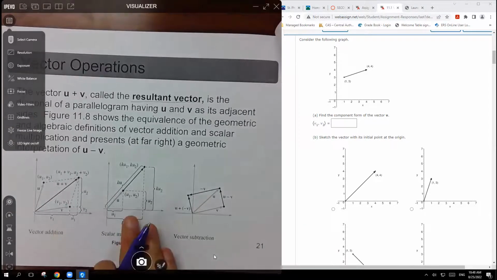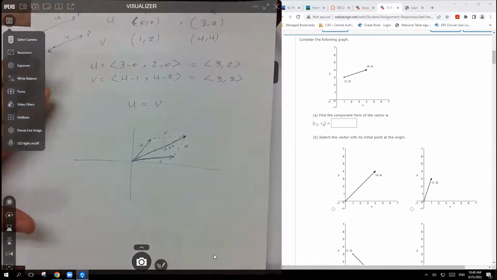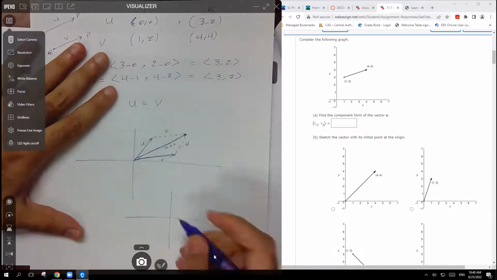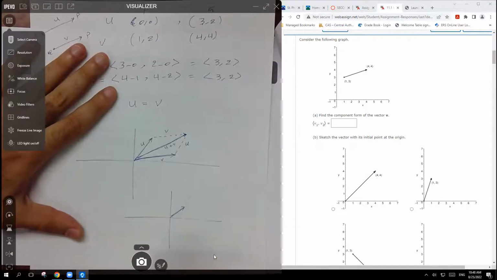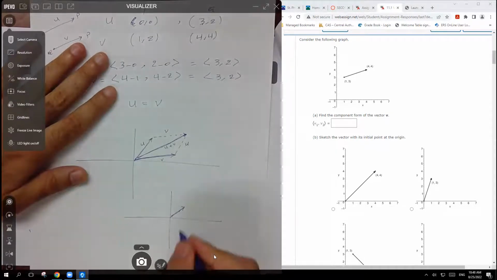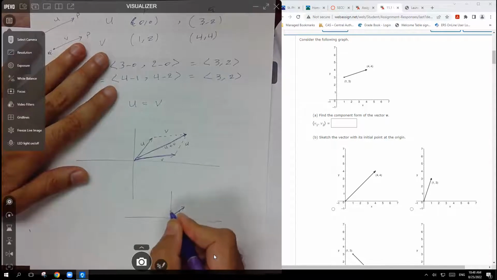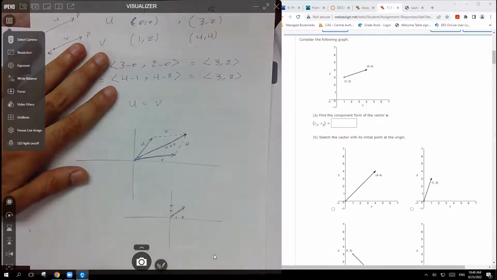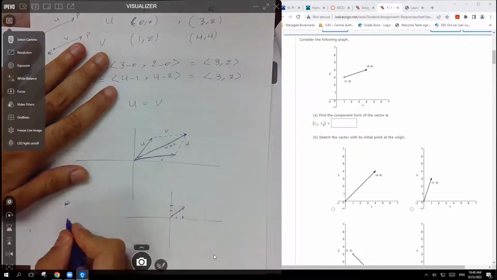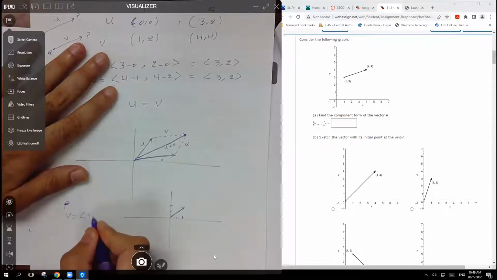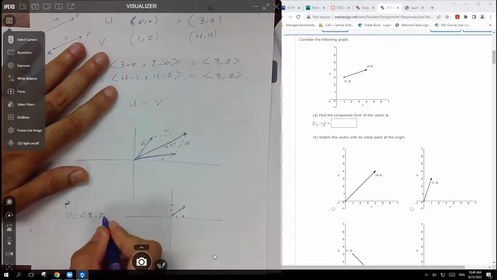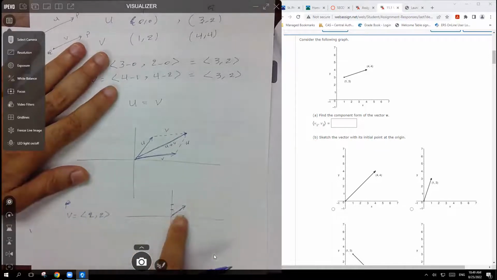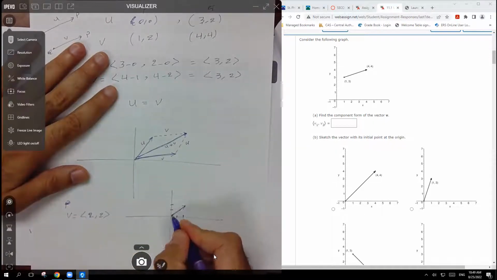That's what I explained. What about if you have a scalar? It depends. With the scalar, like you have a vector, this is the vector U. If you multiply this vector by 2, for example, let's do it with numbers. Let's say V equals 2, 2. This is the vector we have, because here's the terminal point and here's the start point.